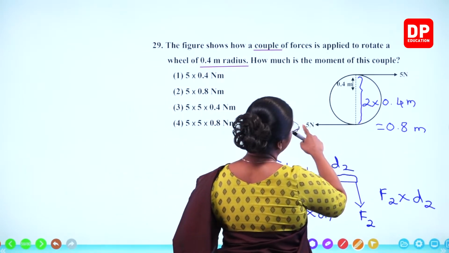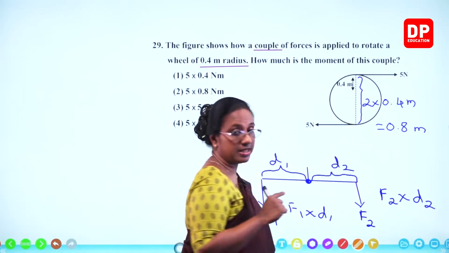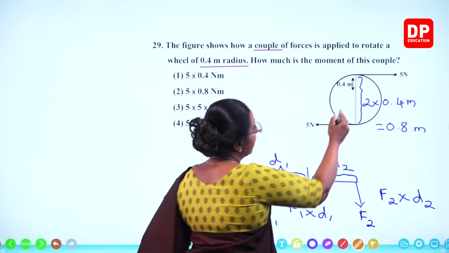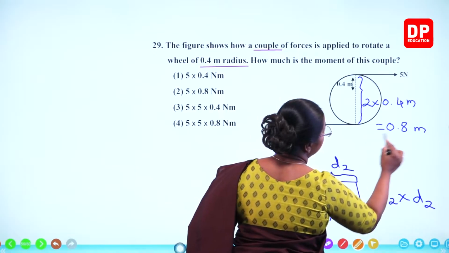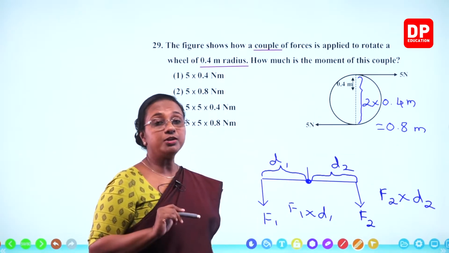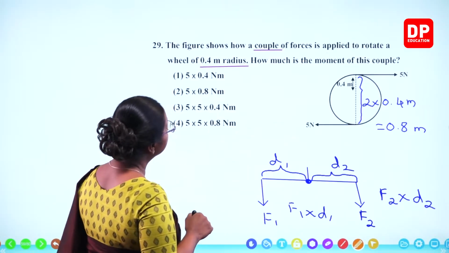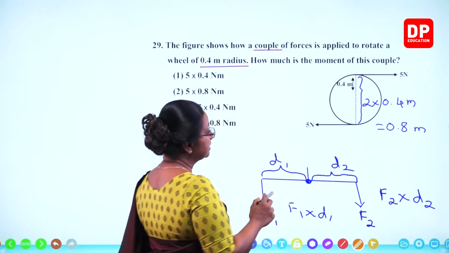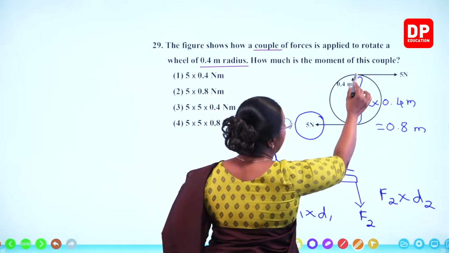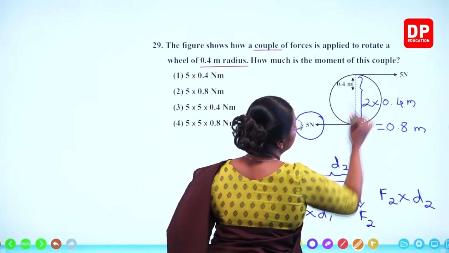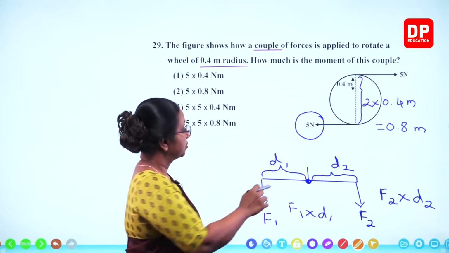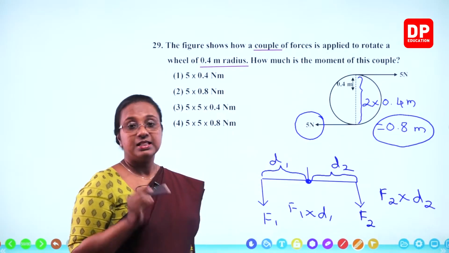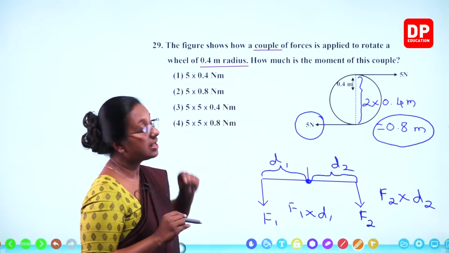We need to consider the line of action of one force, the line of action of the second force, and the distance between the two forces. So that is going to be this distance. That is 0.8 meters. So if you are to find the moment of the couple, look at the question: how much is the moment of this couple? So for the moment, you need to consider the force and the total distance between the two lines of action of the forces. So 5 Newton into 0.8 meters. That will give you the moment of this couple.